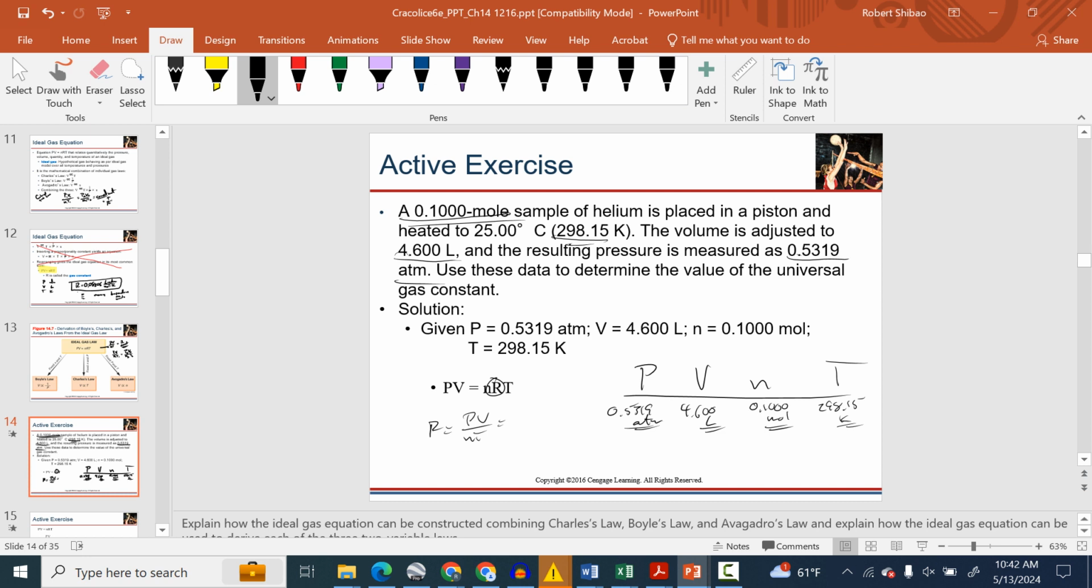So I come up with 0.08206406. The units here will be liters times atmosphere per mole Kelvin. And then we're going to round this to 4 sig figs: 0.08206 liters times atmosphere over mole Kelvin.